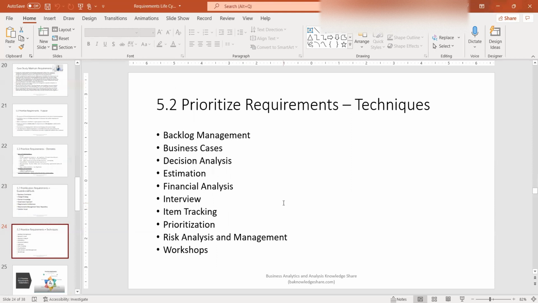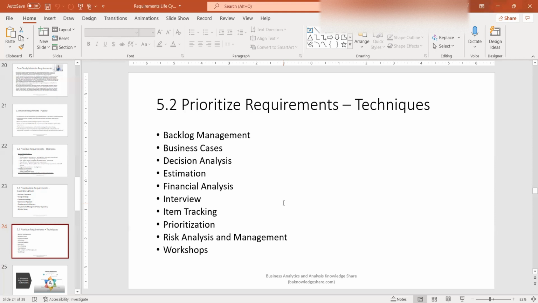There are a couple of techniques used to prioritize requirements. You have backlog management, then you have business cases. Business cases are typically written upfront, so it's always good to refer to those. Decision analysis: how are you going to go about making decisions, and how are you going to structure that decisioning process? Estimation, estimating costs and benefits. Financial analysis, understanding the numbers behind introducing a change and how that impacts the overall picture. Interviews, meaning you can interview stakeholders or other resources to understand, if you bring a change in, how is that going to impact, for instance, the operations team?